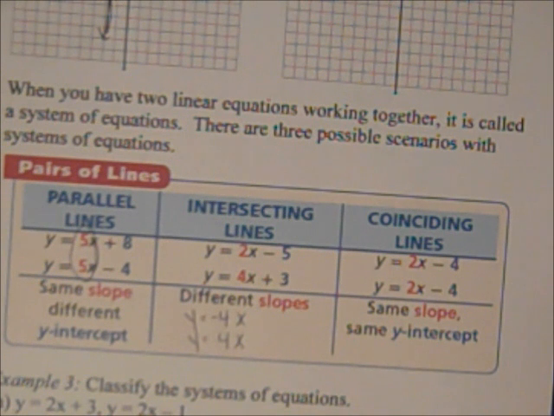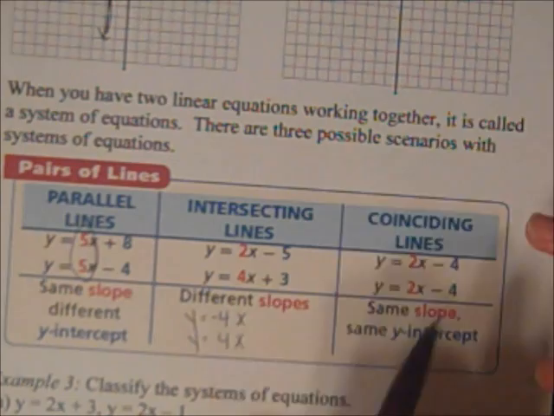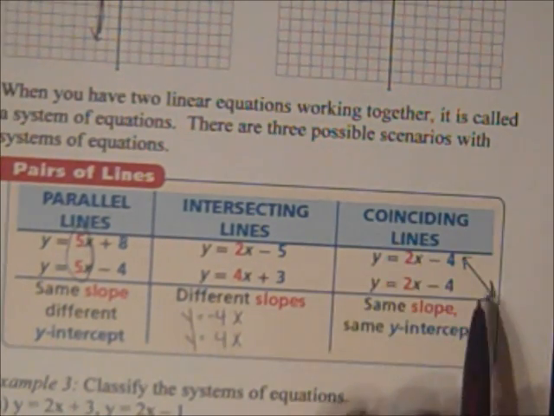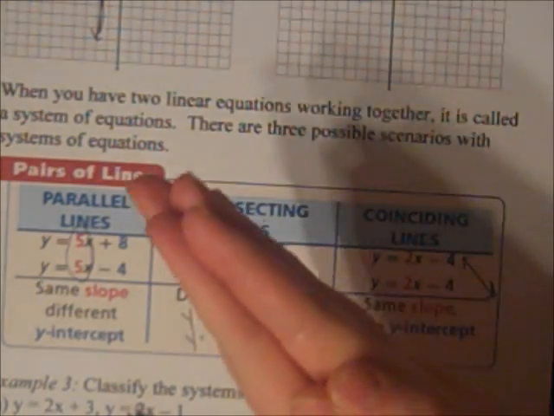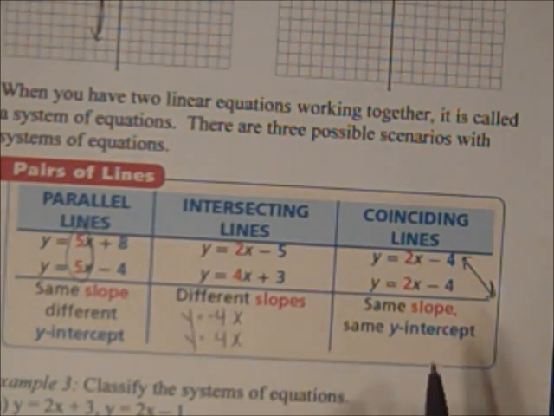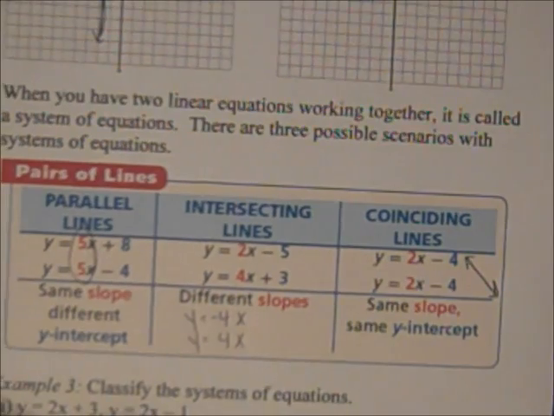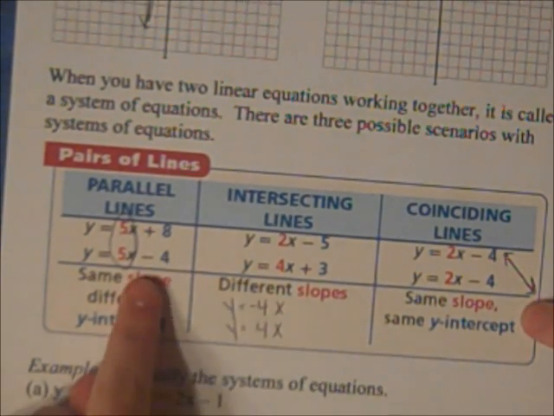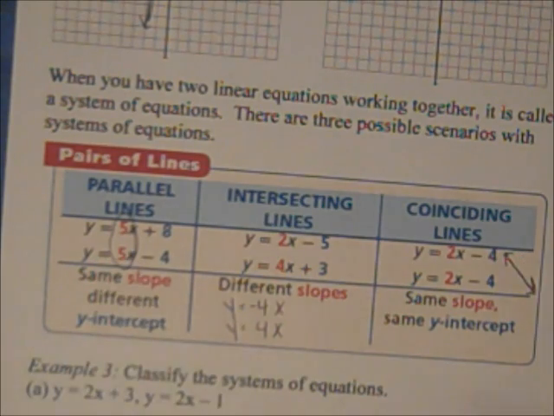Coinciding might be a new term to you. That means the exact same line. So they have the same slope and the same y-intercept. So if you were to graph those, it would look like you only graphed one line, but it would be two lines right on top of each other, coinciding. So same everything. That's why you have to be careful with parallel that they have different y-intercepts, because that's the only difference between parallel and coinciding.